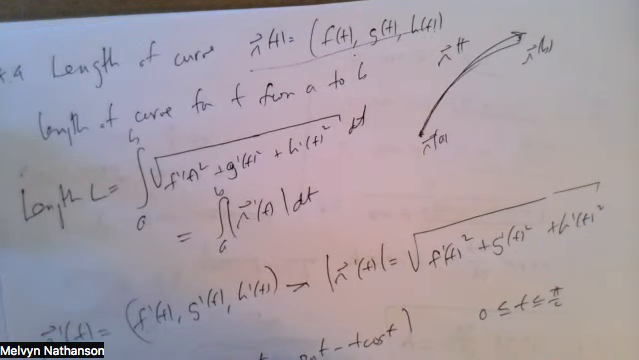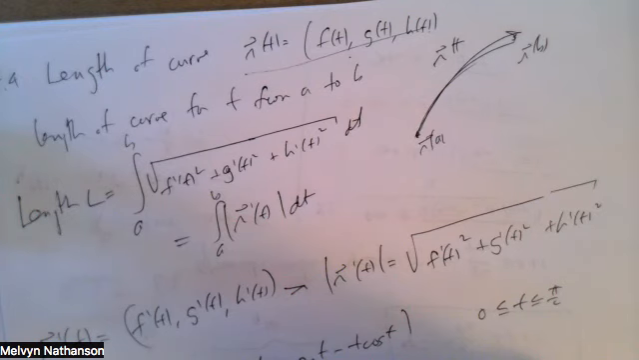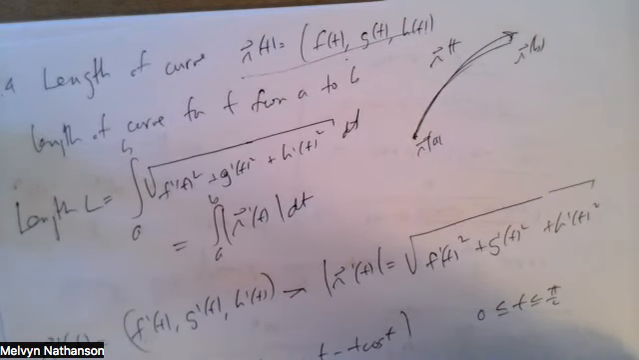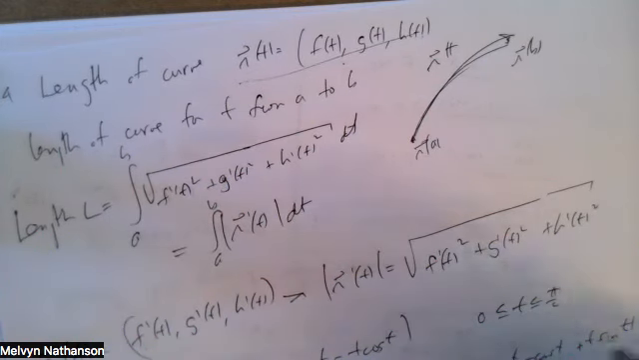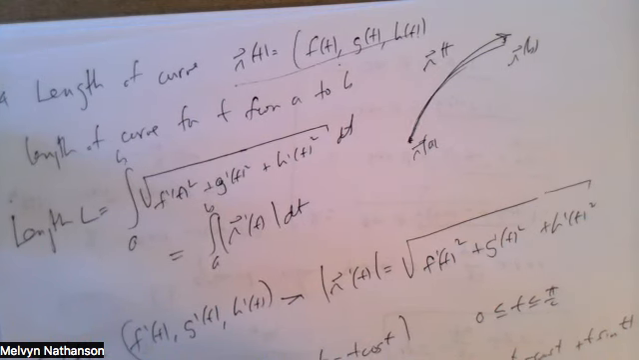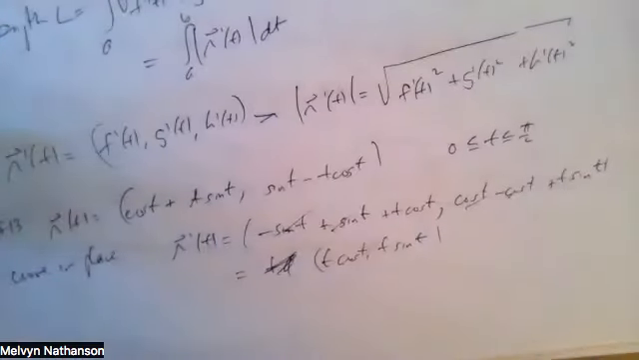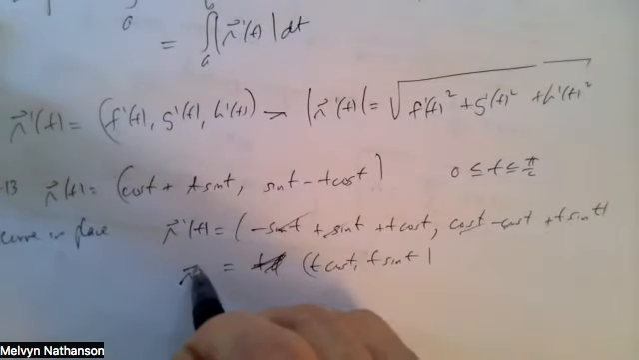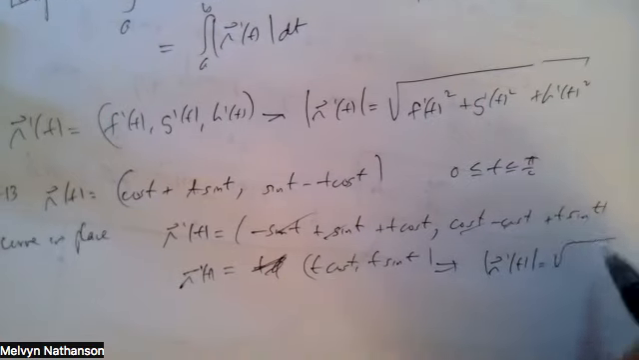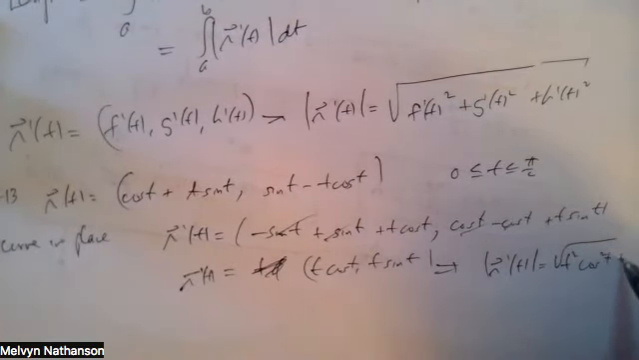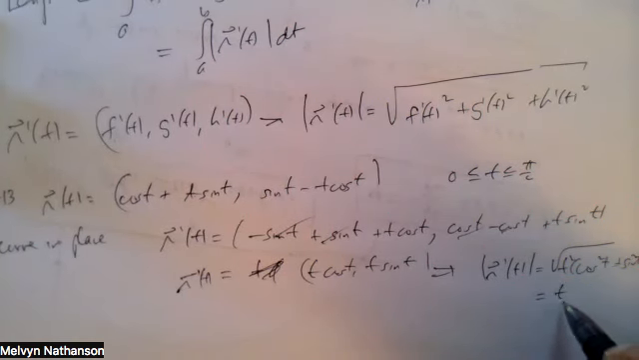So r prime of t, the derivative, if you differentiate this, you get minus sine t plus sine t plus t cosine t, comma, cosine t minus cosine t plus t sine t. These cancel. So you get t cosine t, t sine t. So if this is r prime of t, then the length of this vector is the square root of t squared cosine squared t plus t squared sine squared t. This is 1, square root of t squared is t. This is just t.